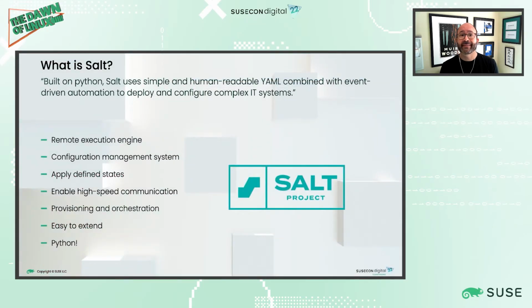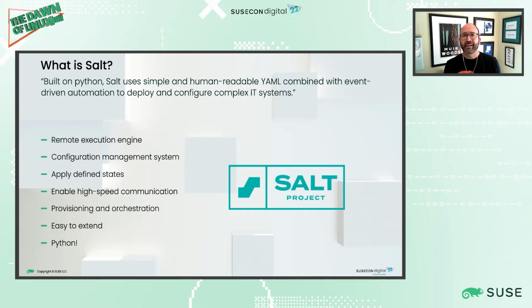So first of all, what is Salt? Salt is built on Python. It uses a simple and human readable YAML to configure it and create the Salt states, along with event-driven automation that helps you deploy and configure complex IT systems. Salt includes a remote execution engine, so you can execute tasks remotely. It includes a configuration management system, which allows you to configure your systems.